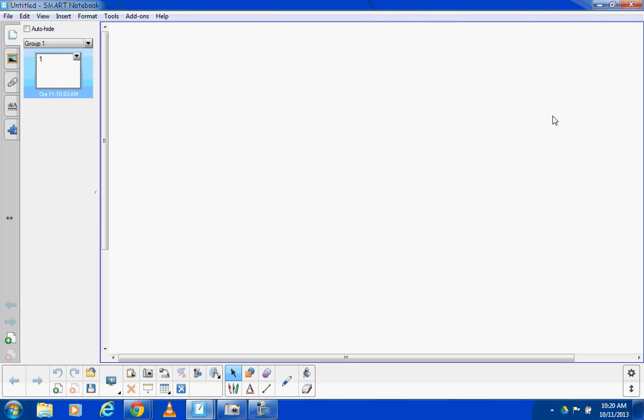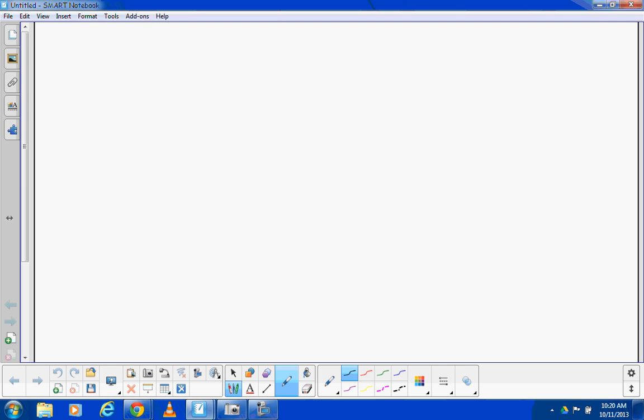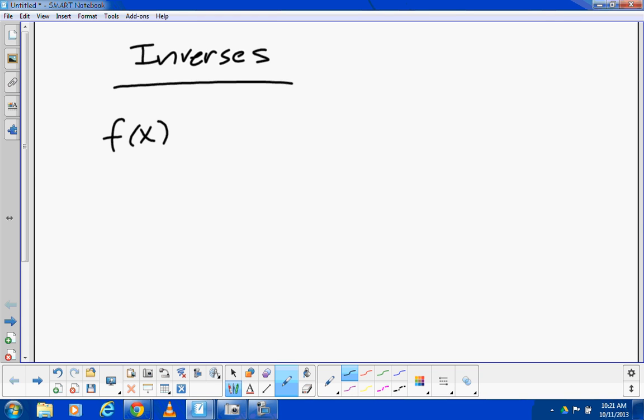All right, so let's look at what I'm talking about here. The first thing we'll look at is just the notation for an inverse. We'll look at inverses of functions here. We should know function notation: we usually have f, so we say f of x.